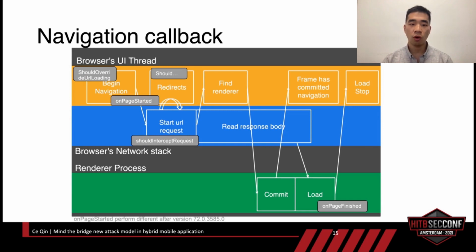shouldOverrideUrlLoading is called at the beginning, in the function begin navigation. shouldInterceptRequest is called when the network service starts the URL request. onPageStarted is called after begin navigation. This callback performs differently after version 72, but I will not talk about this today. onPageFinished is called after the page is rendered in the render thread.